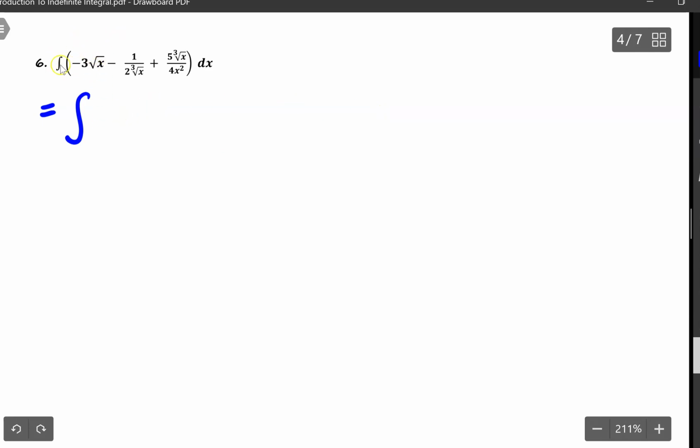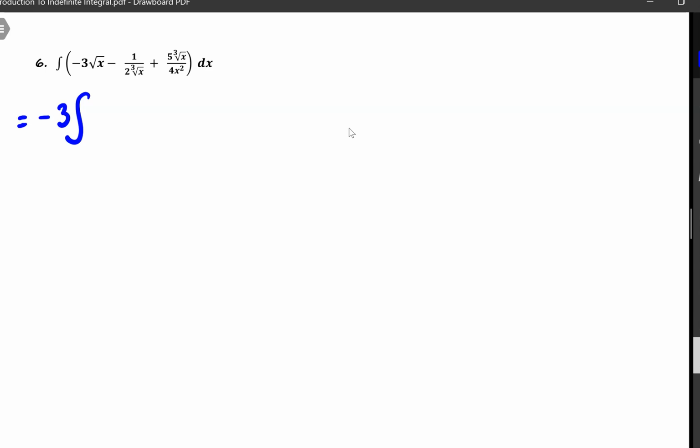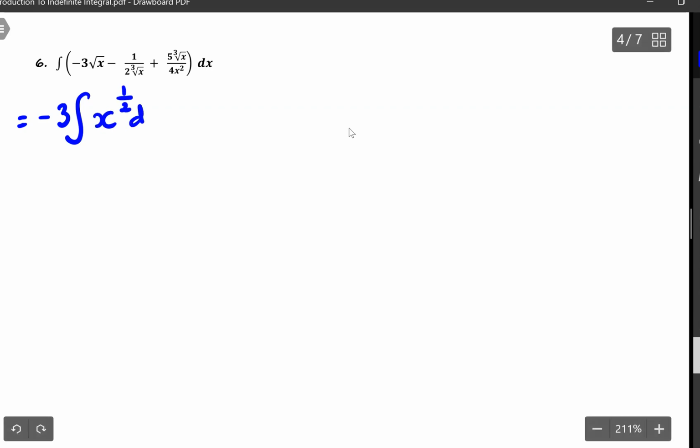I will break it into 3 integrals. At the same time, I will bring the constant across the integral sign. I will convert this into the exponent, and then simplify whatever I need to simplify. So for the first one, I'm going to bring the -3 across the integral sign. At the same time, you see that the square root of x, I can write as x to the exponent 1/2, and dx.